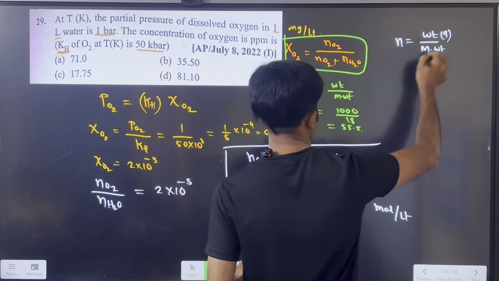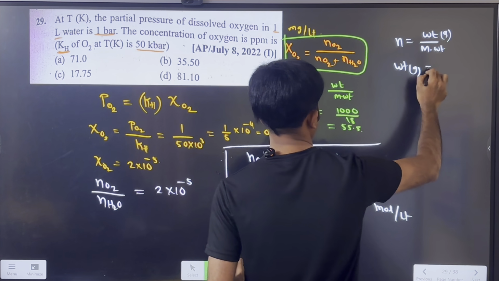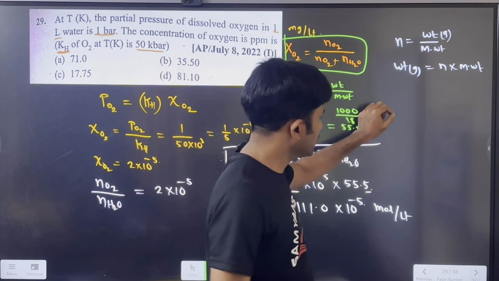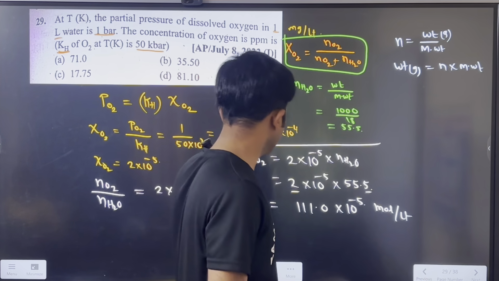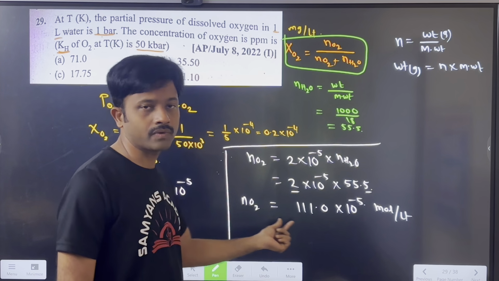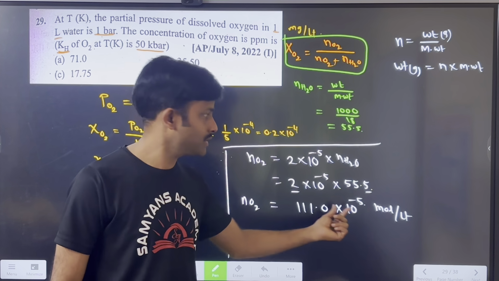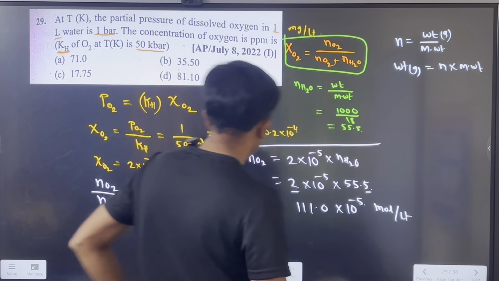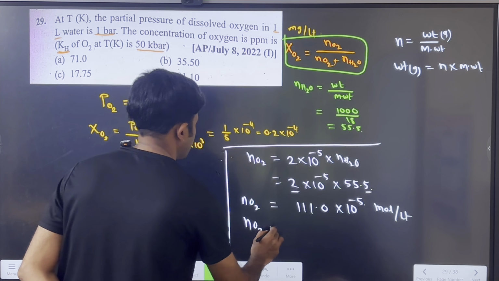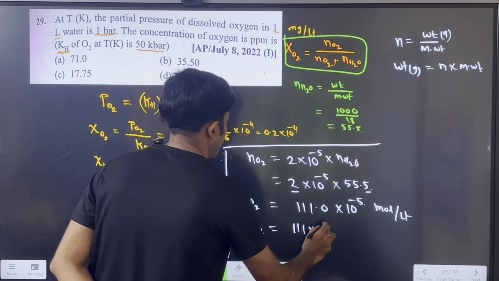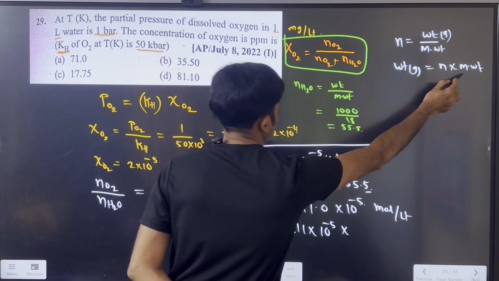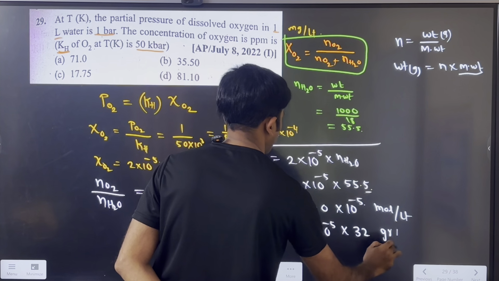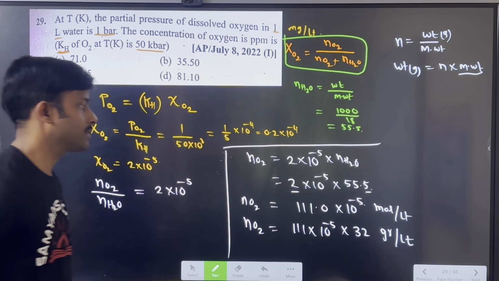Okay, so how do you get the weight in grams? Weight in grams equals number of moles into molecular weight. So to convert this mole per liter into gram per liter, just calculate. Number of moles of oxygen equals triple one into 10 to the power of minus 5. This value you multiply with the molecular weight of oxygen, and this value is converted into grams. Number of moles of oxygen, triple one into 10 to the power of minus 5, into the molecular weight of oxygen, already know that, that is 32. So now this value is converted into gram per liter.